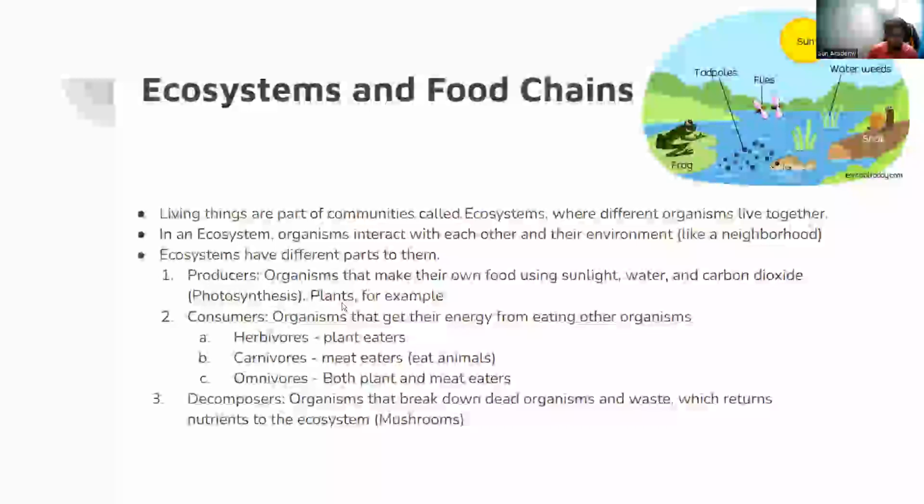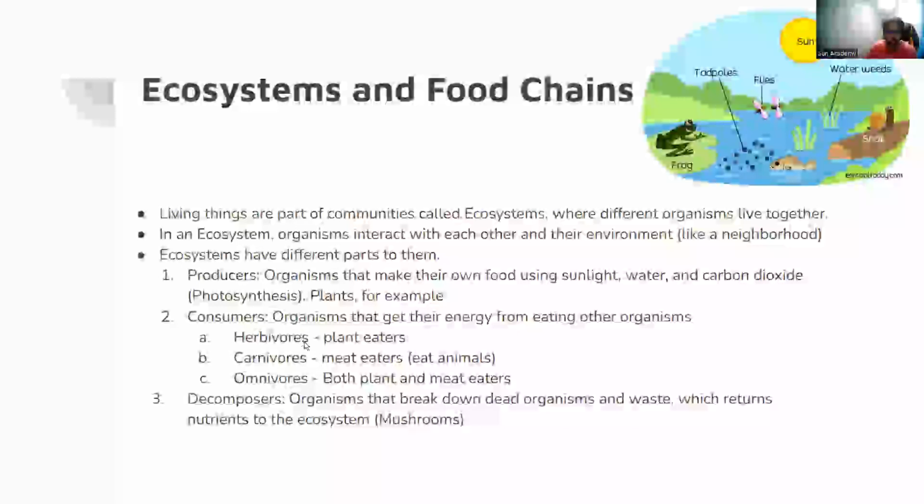So producers, plants, those are usually producers, or algae in ponds. Secondly, we have consumers, and consumers are organisms that get their energy from eating other organisms. So there's three types of consumers.